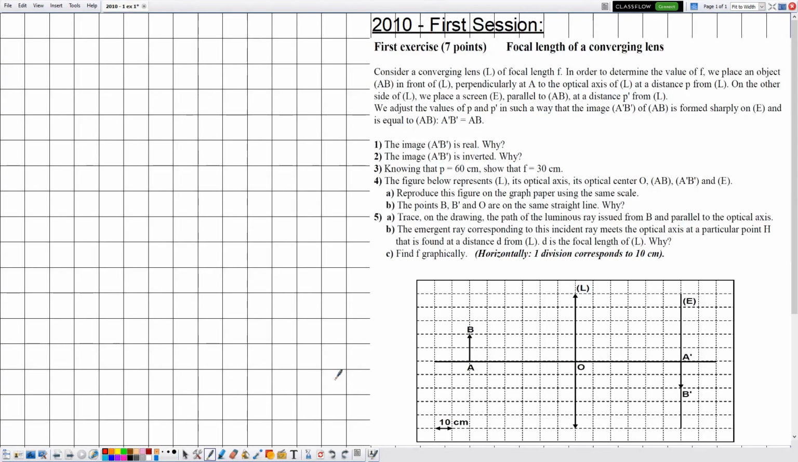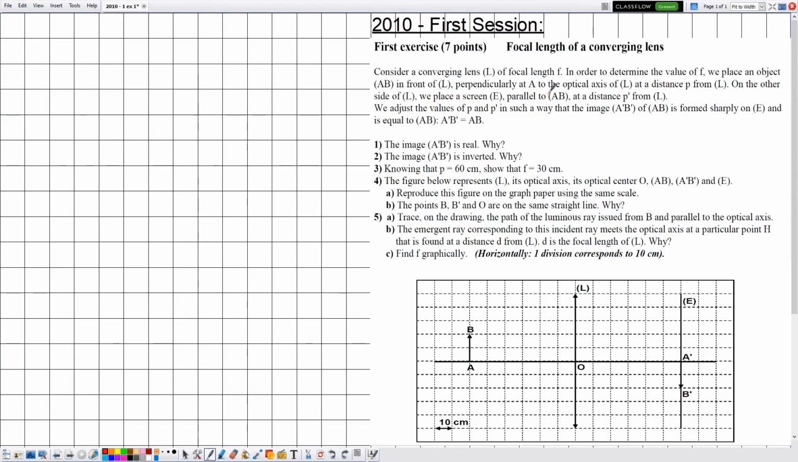Okay, hello everyone, in a new video. In this one we are going to solve an exercise related to optics in the chapters of lenses and formation of images. This exercise was a previous one in the Brevet exams in 2010, first session, first exercise. So the title of this exercise is focal length of a converging lens.